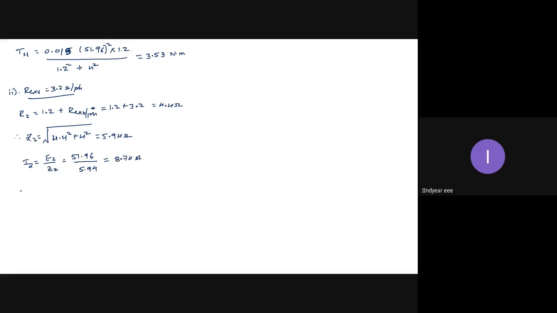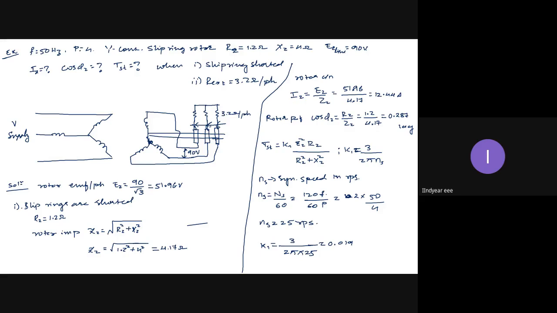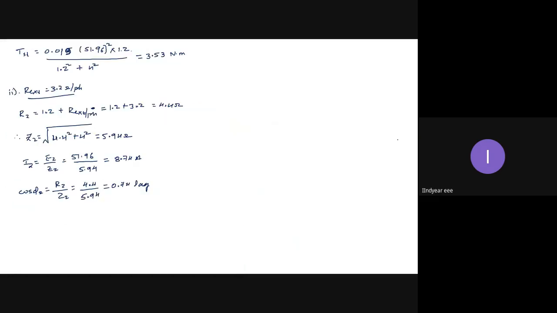amperes. Then cos phi 2 is equal to R2 by Z2. Obviously, it will now increase. So it is 4.4 divided by 5.94, which is 0.74, lagging. So observe, when the external resistance was not added in the circuit, the power factor was 0.28, now it is 0.7. So what I'm doing is making the rotor more resistive.